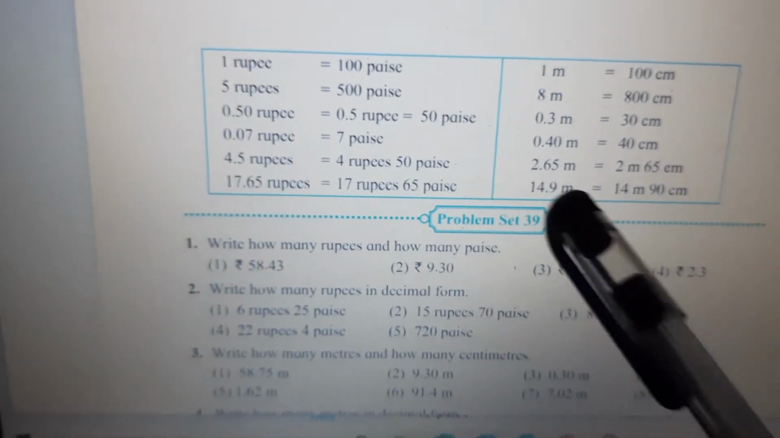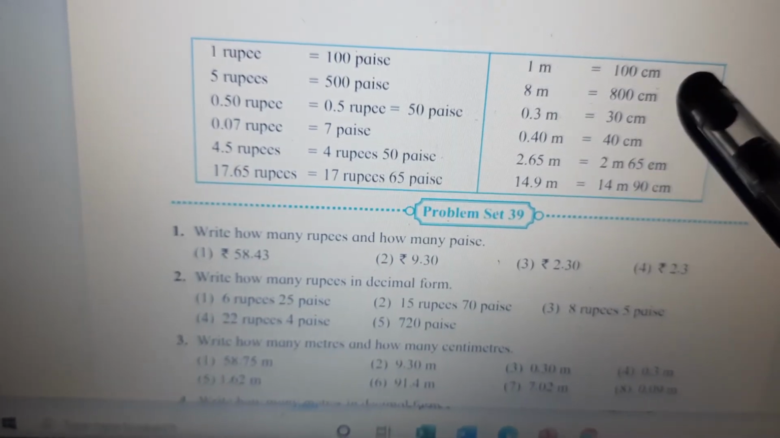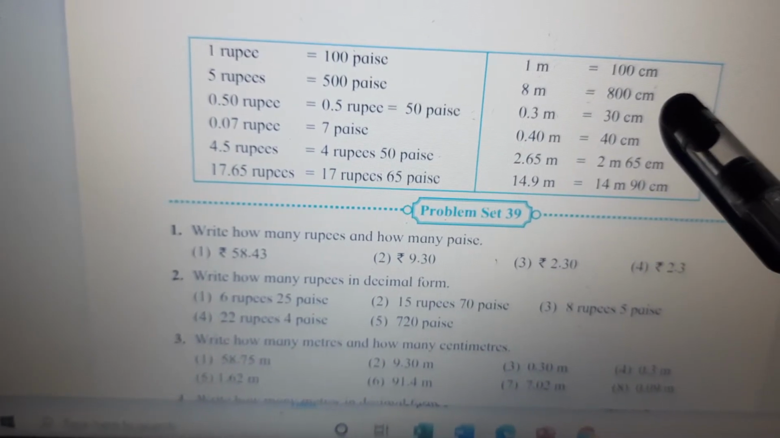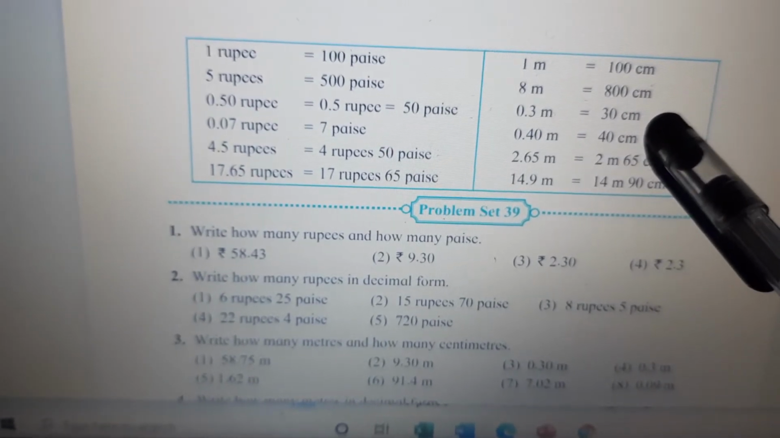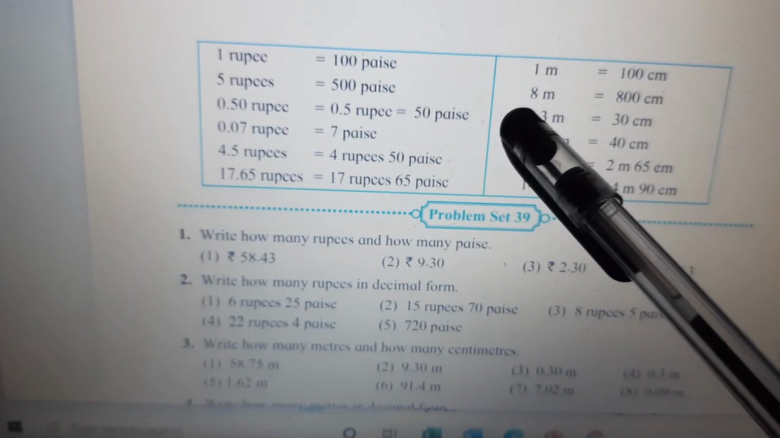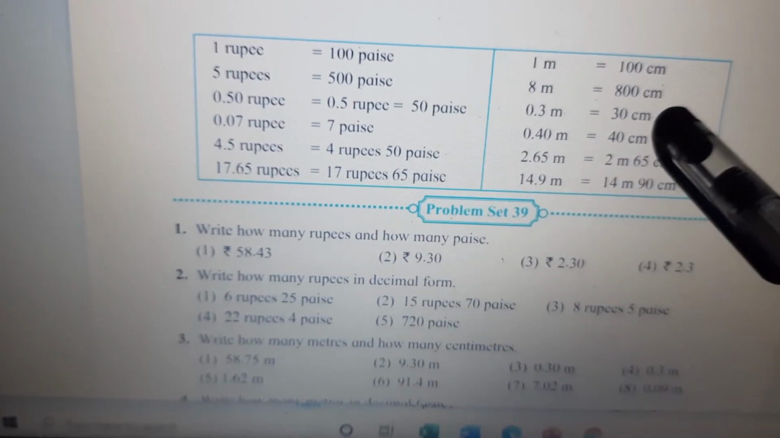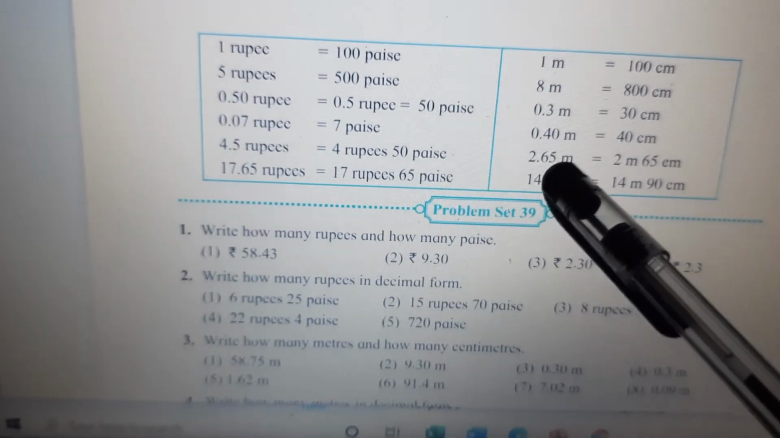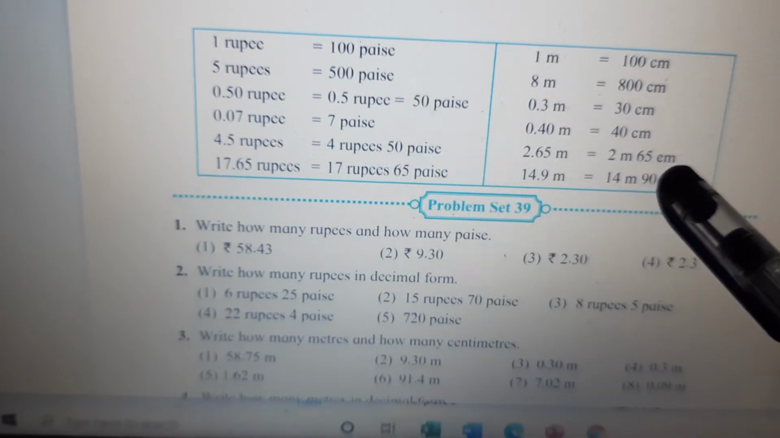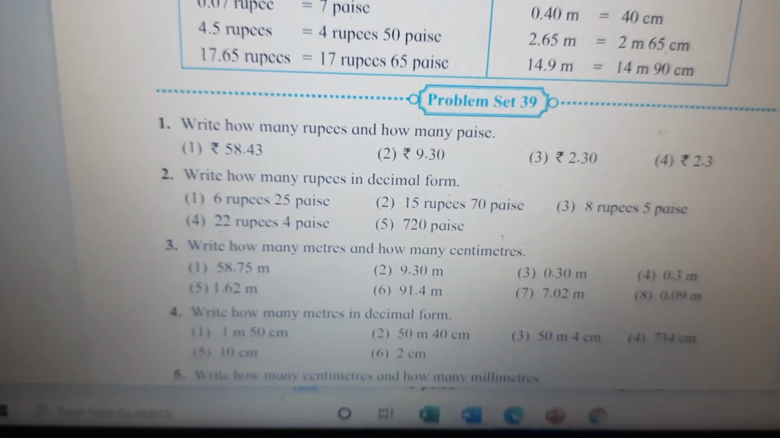Now once more revising before we go for meters and centimeters. See children, 1 meter is 100 centimeter. So 8 meter means 800 centimeter. 0.3 meter means 30 centimeter. 0.3 meter, that means 0 meter and 3 tenths, that is 30 centimeter. 0.40 meter is how much? 40 centimeter. 2.65 meter is 2 meter 65 centimeter. So keeping this in mind, we go on to solve the third question.